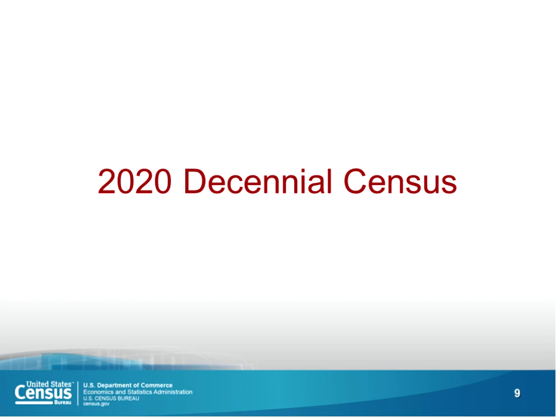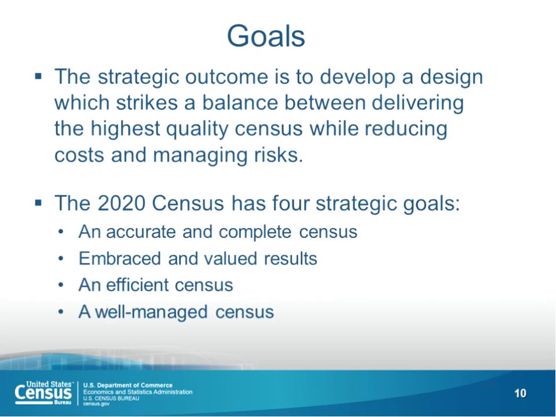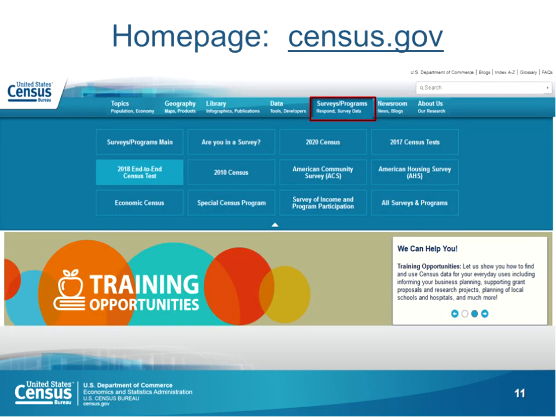I wanted to just highlight the fact that the Census Bureau has been really busy, I should say, planning the 2020 census. The strategic outcome in this whole planning process is to have a design which has a balance of delivering the highest quality census while reducing costs. And that's a big one, reducing costs, and then also managing the risk. The census has 4 strategic goals: an accurate and complete census, embraced and valued results, an efficient census, and a well-managed census. And we have been sending teams around to talk more about the 2020 census as we move forward with some of our additional tests that will be occurring in preparation for the 2020 census.